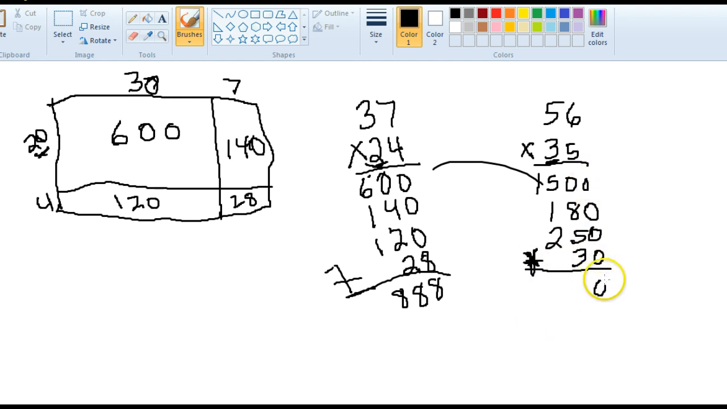That's zeros. And then 8 plus 3 is 11, plus 5 is 16. I'm going to regroup my 1. 5 plus 1 is 6, 7, 8, 9. There's our 9, and then 1,000. And our answer is 1,960.